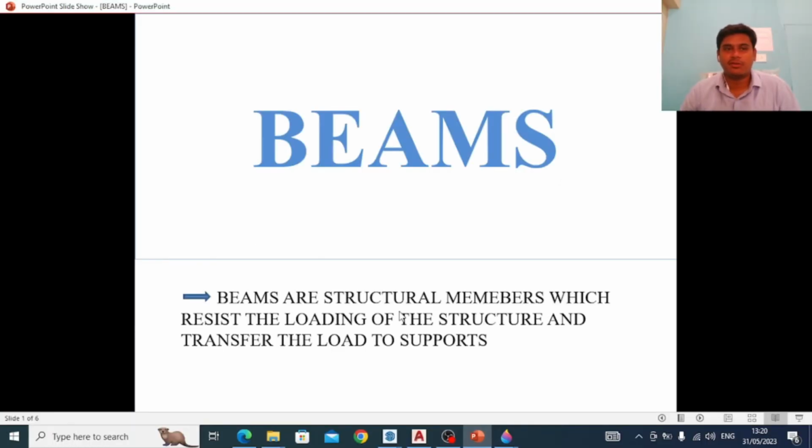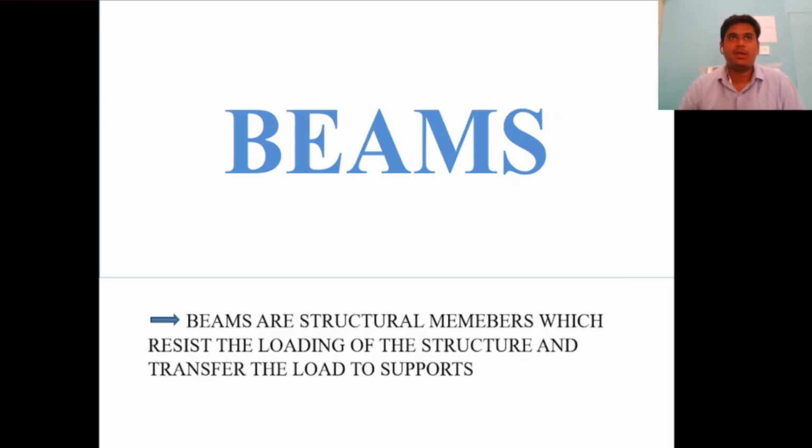Hello everyone, today we are going to learn about beams. Beams are structural members which are connected with columns and can bear loads and transfer that load to columns. Columns are generally called in mechanics as supports. So beams are structural members which are supported with supports and transfer the load from structure to supports.